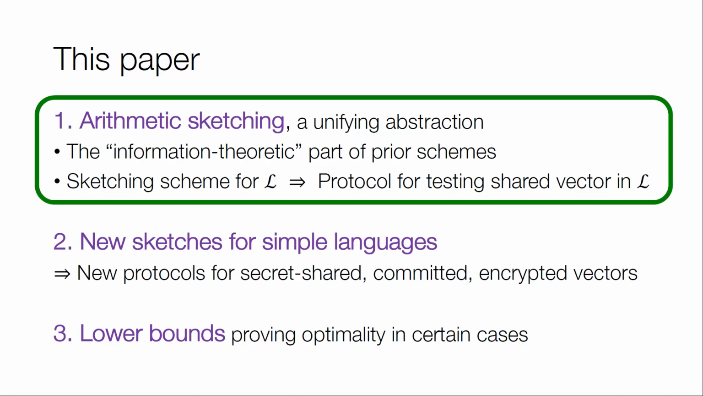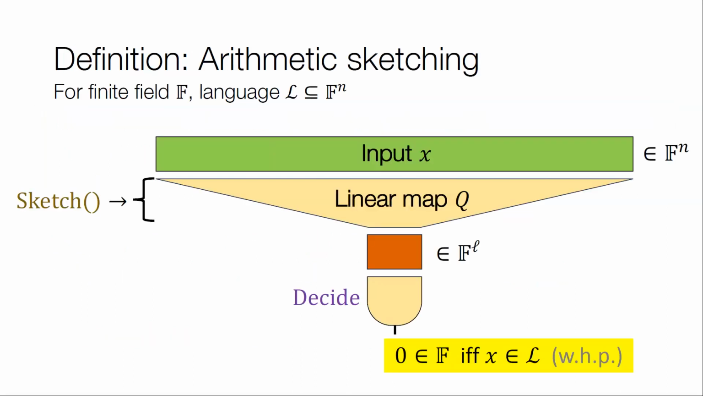Okay, let me tell you first about what arithmetic sketching is. I'm going to try to convince you it's a very simple and natural idea. An arithmetic sketching scheme is defined with respect to a finite field F and a language L. What it consists of is two algorithms: a sketching algorithm and a decision algorithm. What the sketching algorithm does is output a linear map.